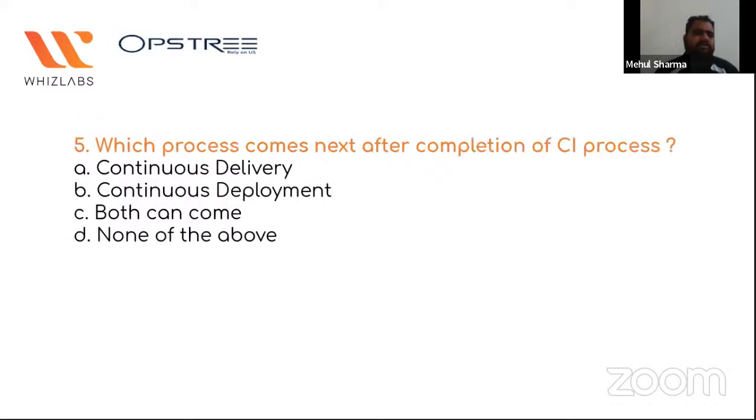The last question is, which process comes next after completion of the CI process? Is it continuous delivery? Is it continuous deployment? Or is it both, or none of the above? So there are four options for this question, and you can choose any.